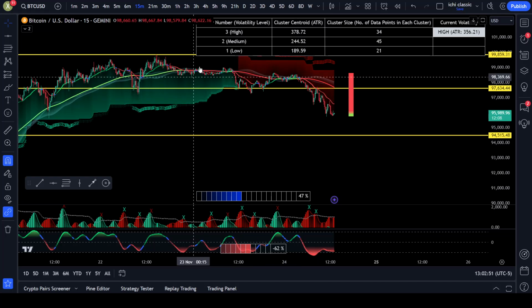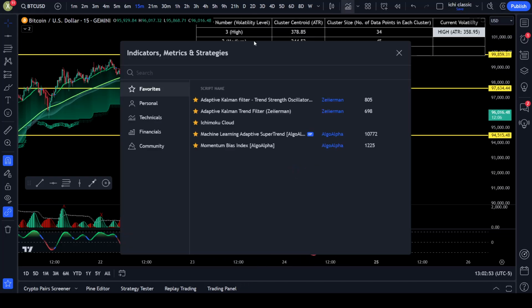Okay, so these indicators that I show you, it's adaptive Kalman filter, oscillator, and it's machine learning and momentum bias. So ignore my Ichimoku, even though I always use Ichimoku, but these 3 indicators are just amazing. They are so precise. Never saw it before.